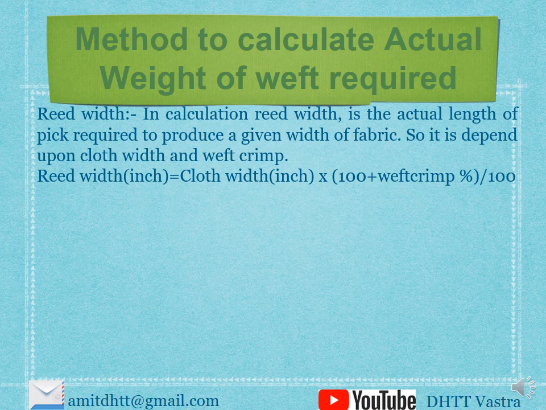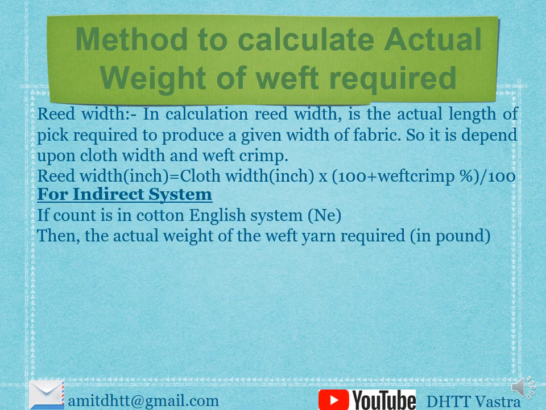Next, the actual weight of weft required. Before calculating the weight of weft required, the reed width has to be calculated. What is reed width? In calculation, reed width is the actual length of pick required to produce a given width of fabric. So it depends upon cloth width and weft crimp. Reed width in inches is equal to cloth width in inches into (100 plus weft crimp percentage) divided by 100.